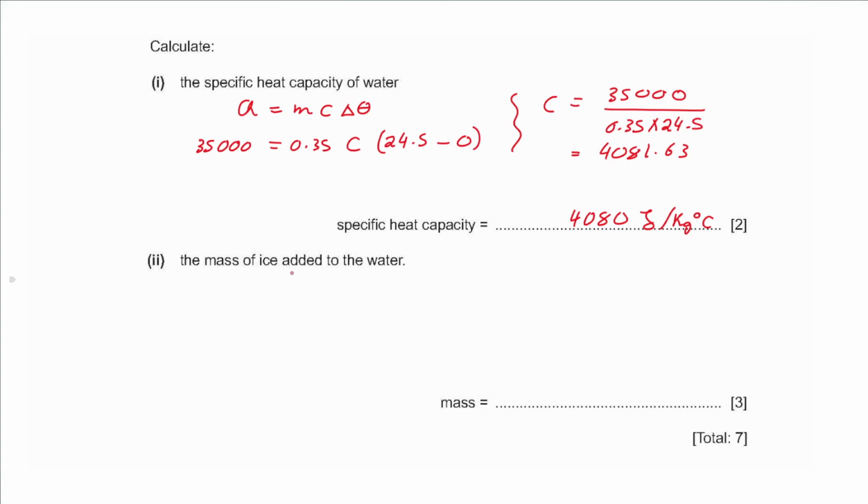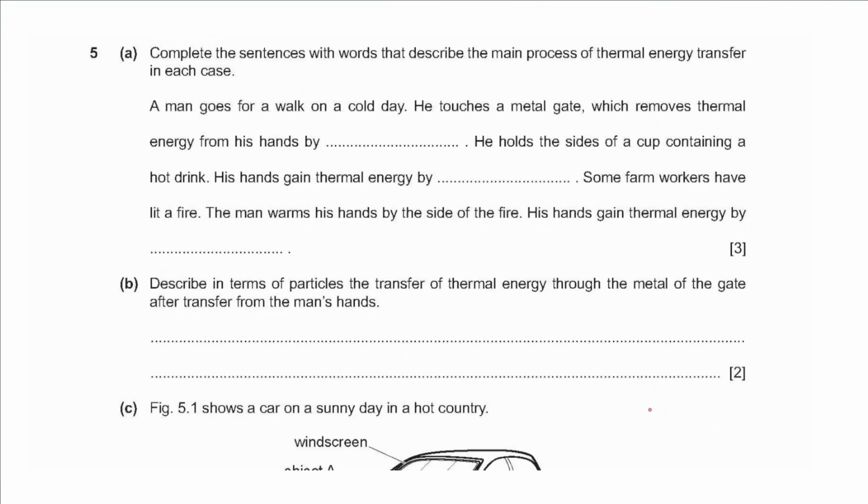Part II requires the mass of ice added to the water. We can use the same energy. Q is equal to ml in this situation because it's a change in state. And Q is still 35,000 and the mass is the unknown. And the latent heat of fusion is 3.3 times 10 to the power of 5 from the question. So we divide the energy by 3.3 times 10 to the power of 5. That gives an answer of 0.106 or 0.11 kilograms.